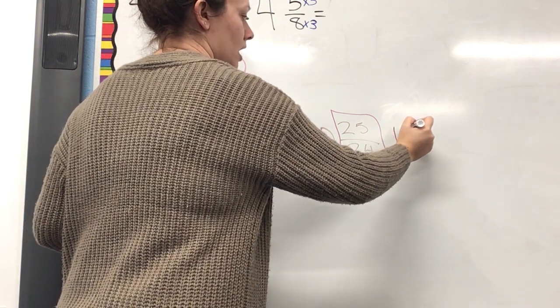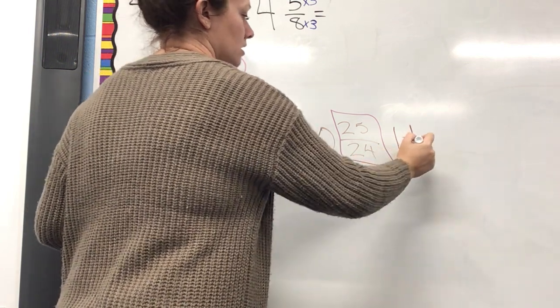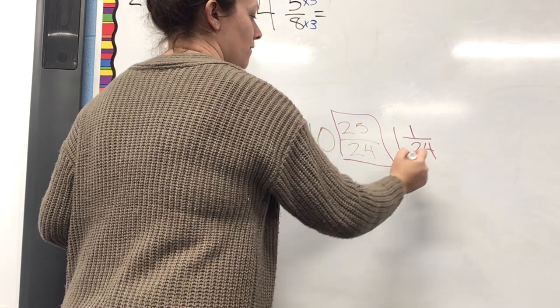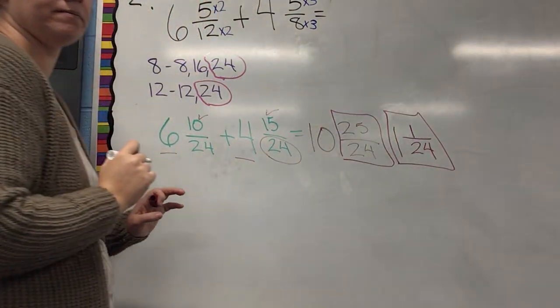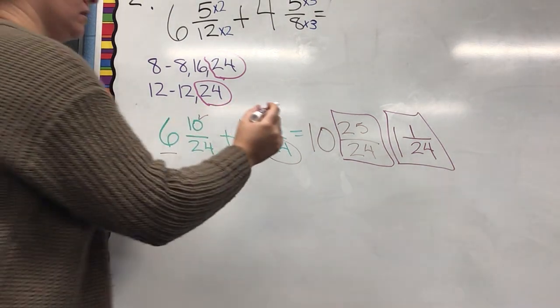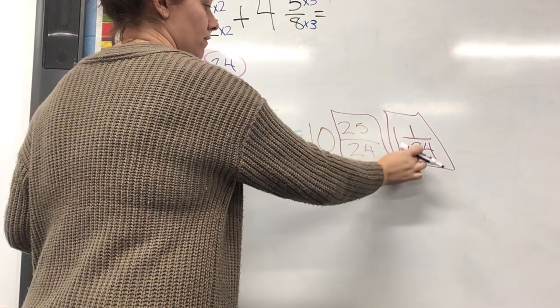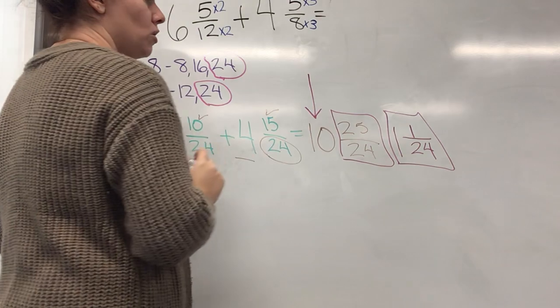So that 1 becomes our numerator, and my denominator stays the same. So 1 and 1/24th? I'm done? Oh, I have to add. What do I have to add to it? Well, I have 1 and 1/24th. My 10. Yeah, let's not forget about our original whole number here.